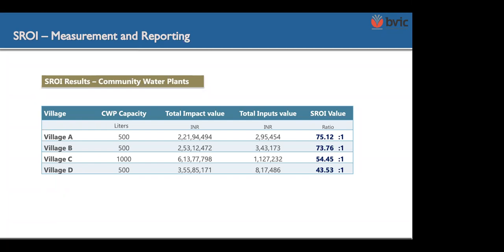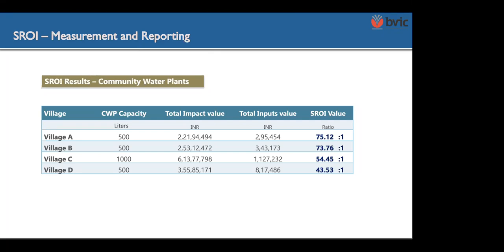So let's say I'm taking an example for SROI of setting up or providing a community water plant in the village which had been suffering because of the lack of drinking water. So imagine a village which didn't have any drinking water available. The only option for them was either to consume contaminated, unfiltered, fluoride infested groundwater for their consumption, or buy at exorbitant prices purified drinking water from private water purifiers. These were the only two options.